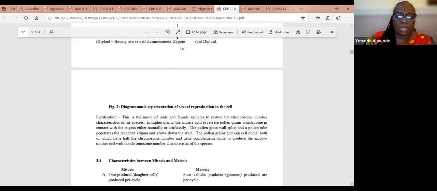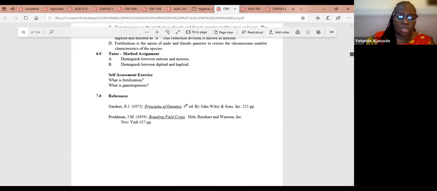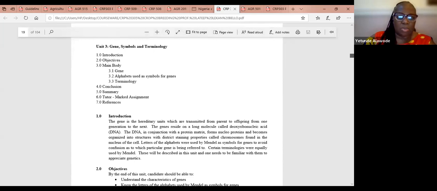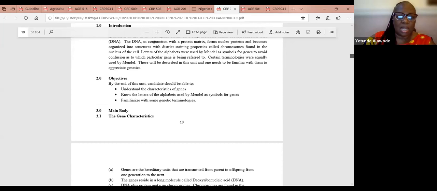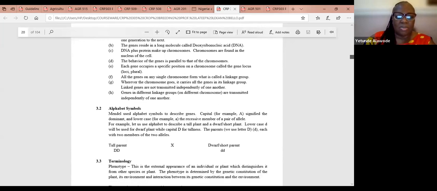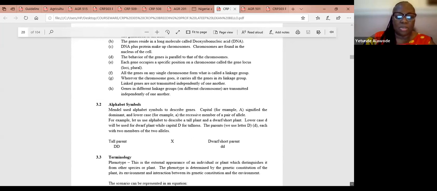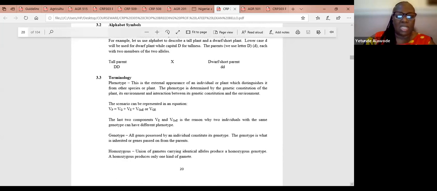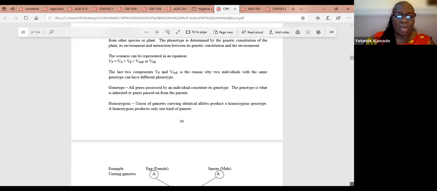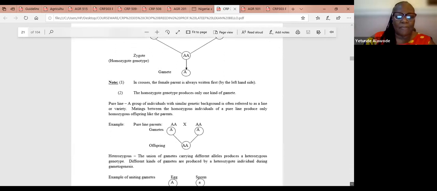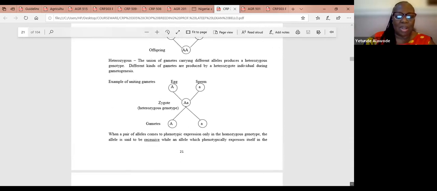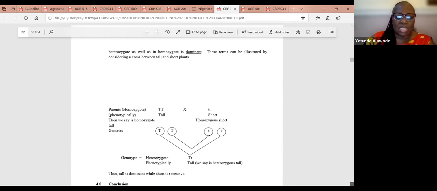We talked about that. I just want to refresh your memory. Then we talked about gene symbols and terminology. We talked about the definition of a gene and the characteristics of a gene. Then we went on to talk about the symbols. We defined phenotype, genotype, homozygous, pure line, heterozygous. We defined all those things.